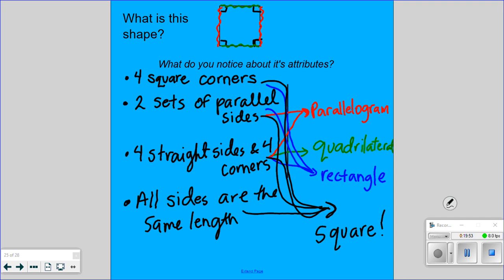But the best name for that shape is a square because it's the most specific. It tells us the most about it. It has all of those attributes, all of those rules. Square means all four of those rules.